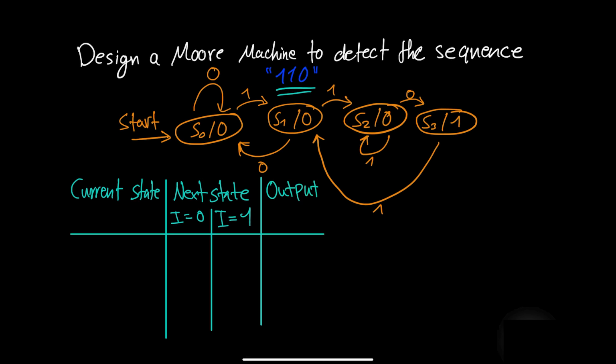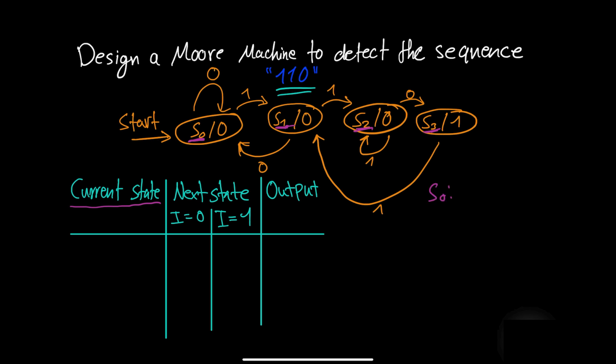Now before we start filling out this table, let's mark what we need. The current state. Which current states do we have? We have S0, S1, S2, S3. Now in a table you could write S0 to S3, but that is not preferred. We want to encode them in binary, so we want to have them in a language that can later be translated into a circuit.